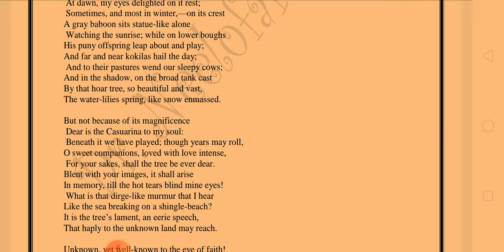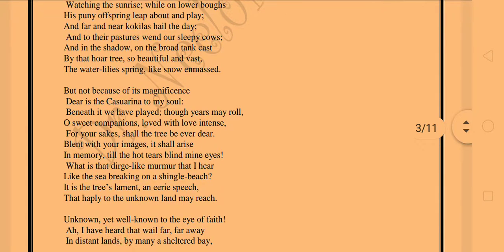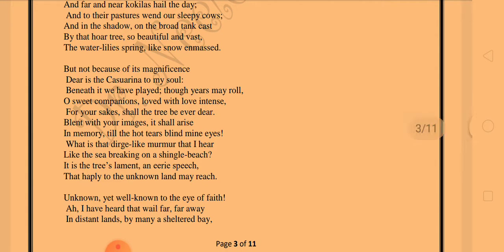And now she is going to be subjective. She is going to introduce herself into the poem, but not because of its magnificence. Dear is the casuarina to my soul, but this is not the reason that the casuarina is dear to the soul of the poetess. Beneath it we have played. It is dear to me because under it we have played, me and my brother and sister.